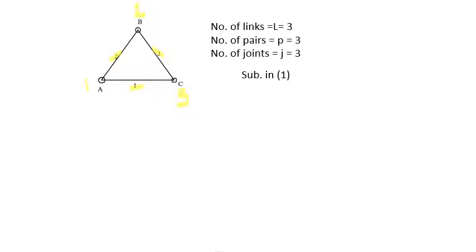Now substitute all these three values in equation number 1, that is the relation between the number of links and the number of pairs. Substitute L value as 3 and P value as 3 and simplify. So after simplification, on the left hand side we got 3 and on the right hand side we got 2. Therefore, the left hand side is greater than the right hand side. So this is from equation 1. I will substitute the same values in equation number 2 in order to cross verify whether the given chain is a structure or not.